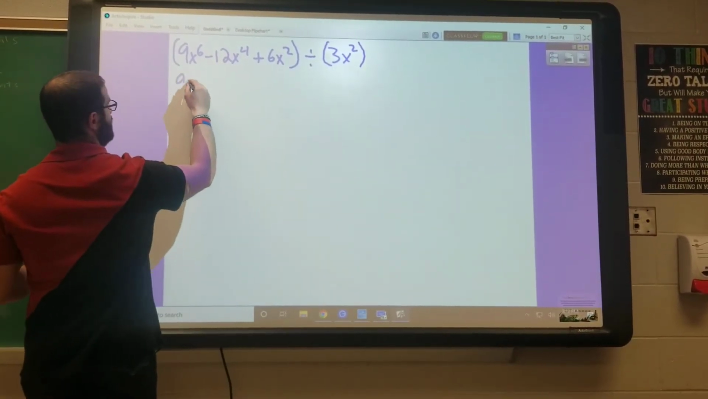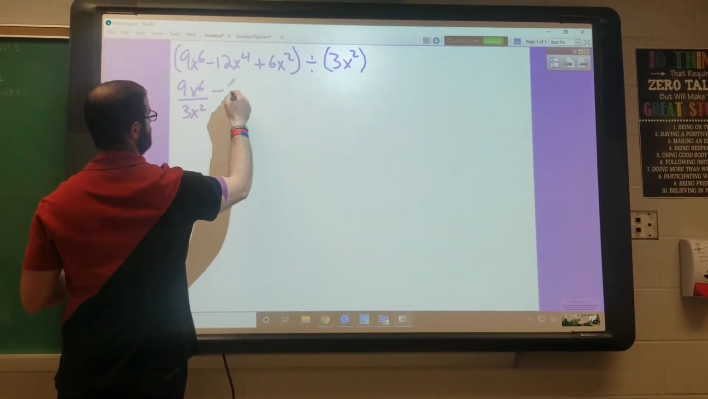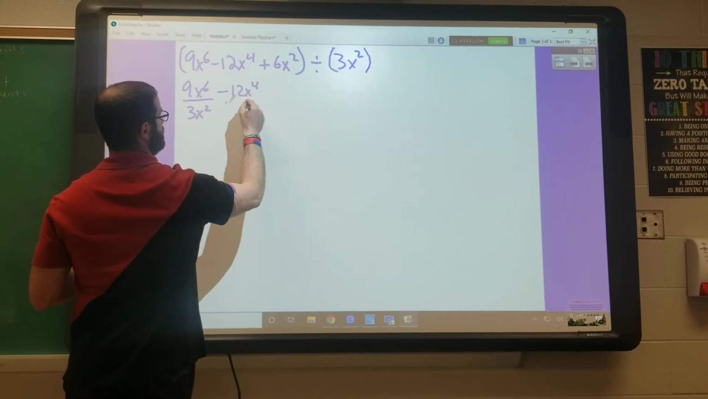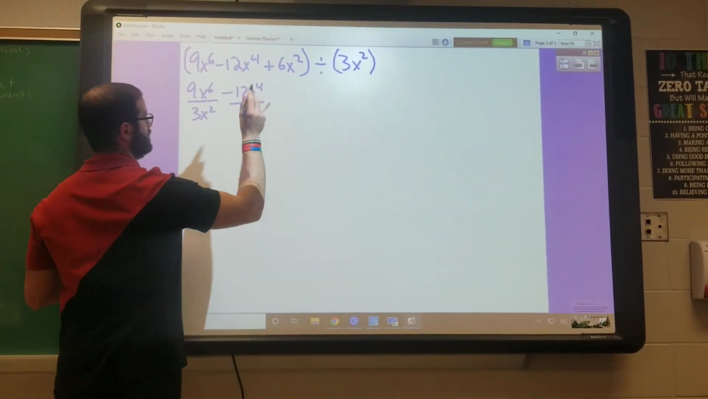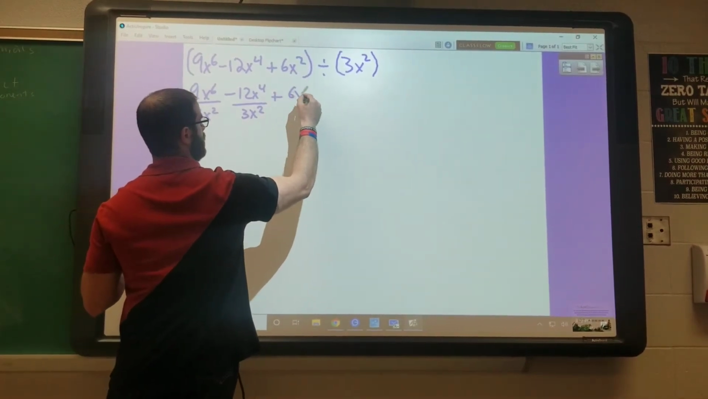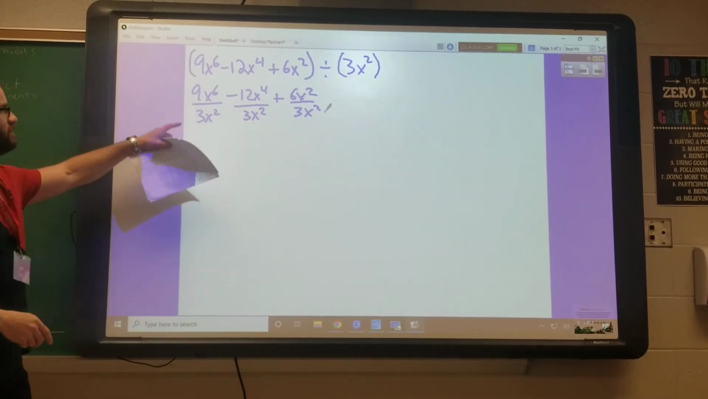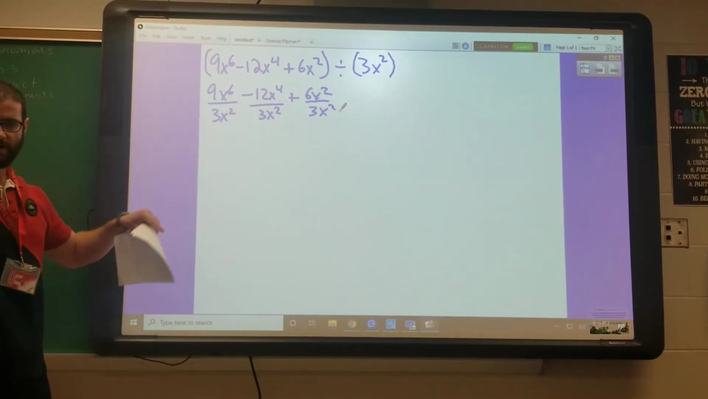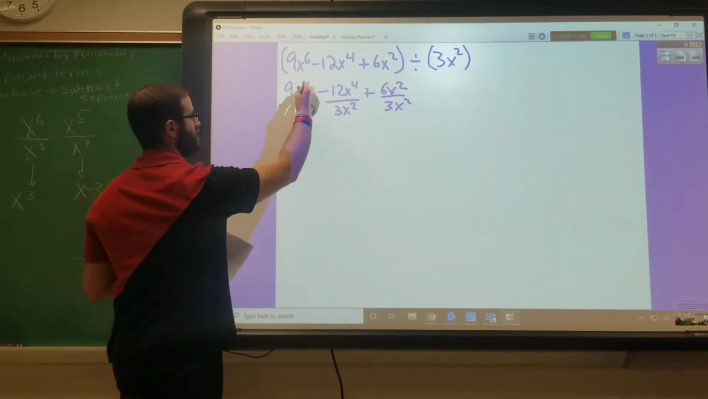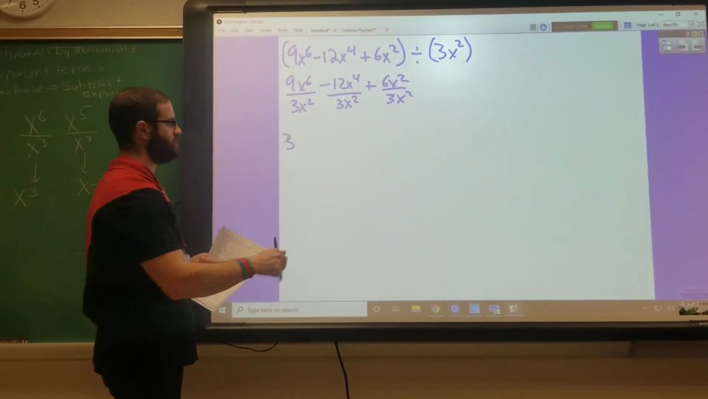Okay, so I'm going to have 9x to the 6th over 3x squared minus 12x to the 4th over 3x squared. We'll simplify in just a moment. Plus 6x squared over 3x squared. Okay, so let's start with the first term. 9 divided by 3 is 3. X to the 6th over x to the 2nd. Remember, subtract the exponent. 6 minus 2 is 4.